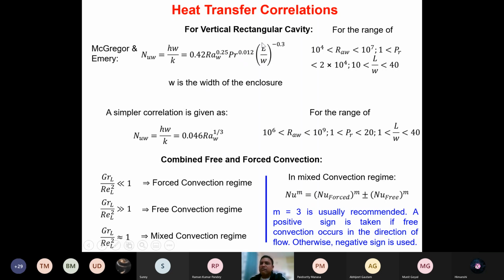Again, this equation is valid for a range of Rayleigh number between 10 raised to the power 4 and 10 raised to the power 7. Also, the Prandtl number has to be greater than 1 and less than 2 into 10 raised to the power 4, and L by W should be between 10 and 14.